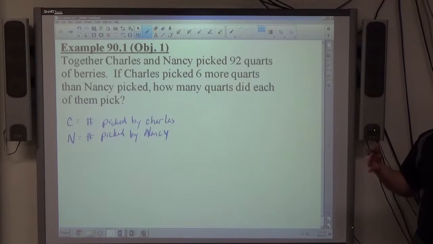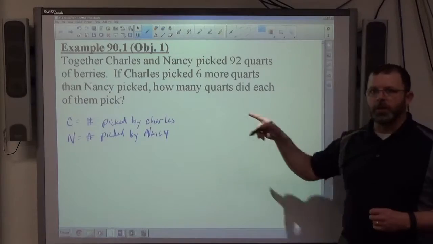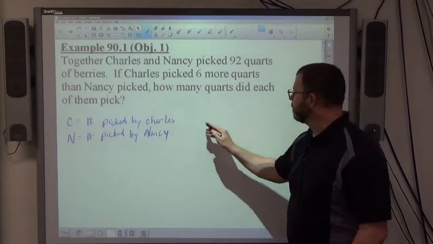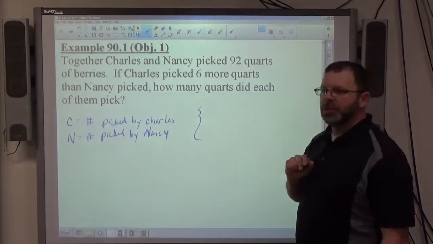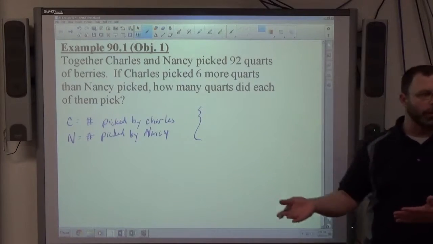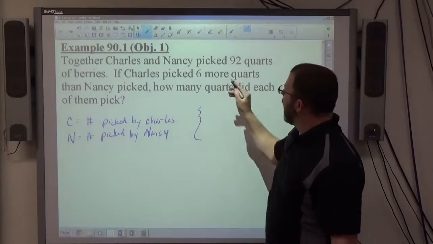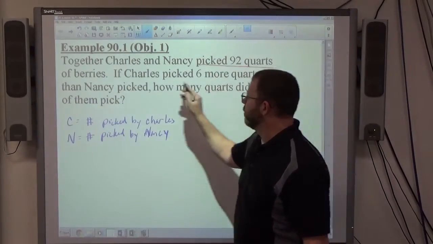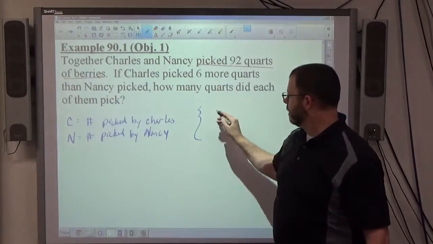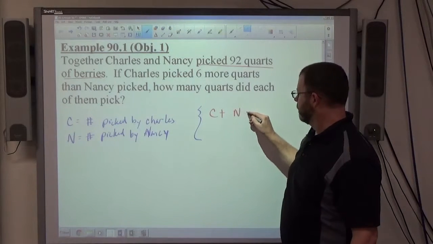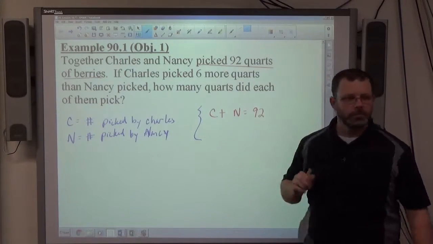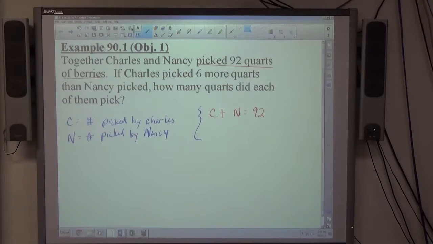Then we look for facts in order to create equations based on these variables, the two things we don't know. And we're going to make a system of equations with the anticipation of elimination or substitution in order to solve that system of equations. The first fact, it says they picked 92 quarts of berries. So C plus N equals 92. Perfect. Together they picked 92 quarts of berries, so if you take what Charles picked, C, add that to what Nancy picked, N, you get how many they picked together, 92.